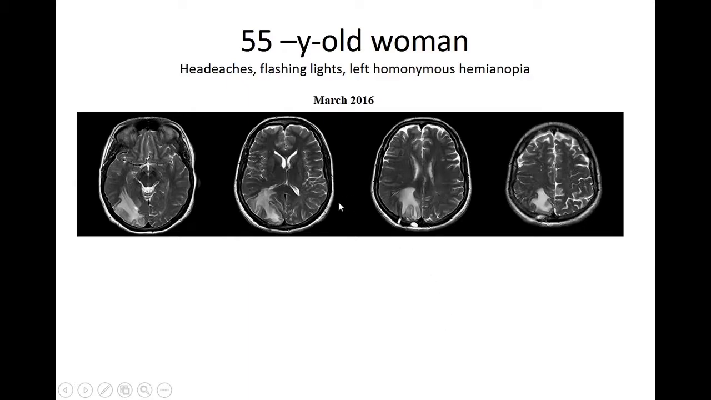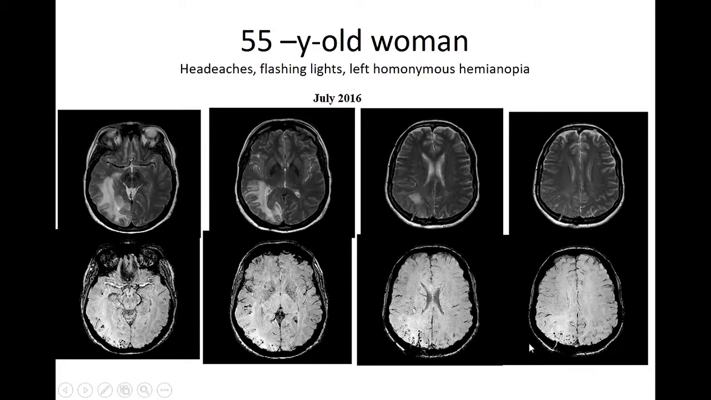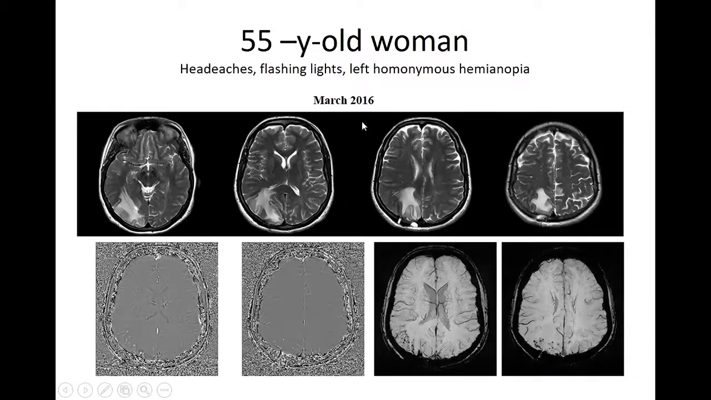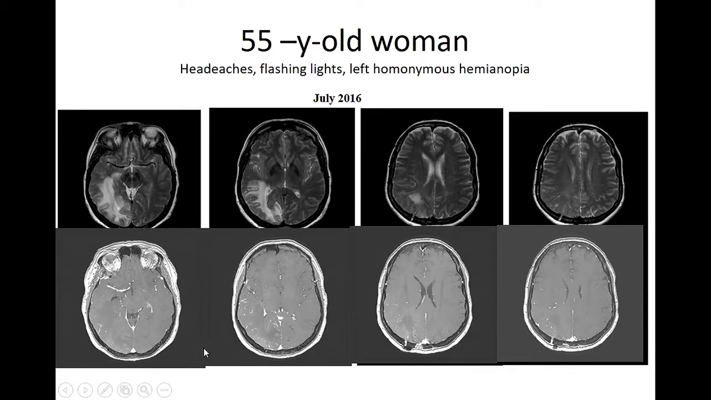And another patient who presented with headaches and flashing lights, again, this time slightly different. It's a circumscribed area in the right occipital region, and on SWI you see the microhemorrhages. That was in March 2016; this is in July 2016. It has spread, has increased a little bit, and the microhemorrhages have also increased, and you see also the leptomeningeal enhancement. So it all fits with the inflammatory form of CAA, which was proven by brain biopsy.